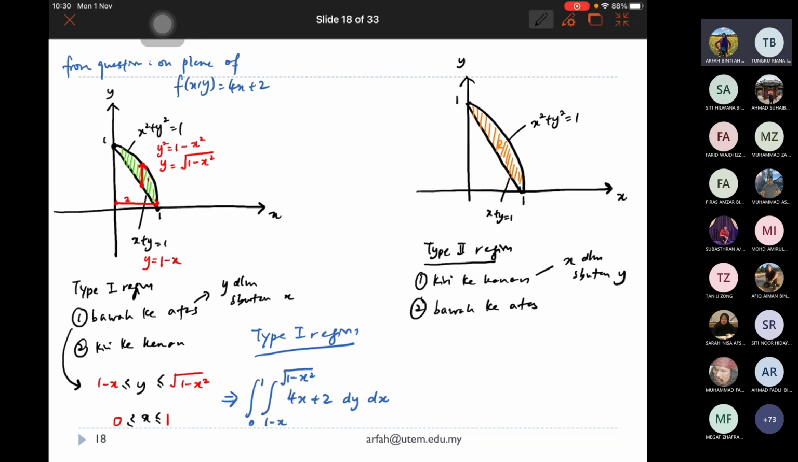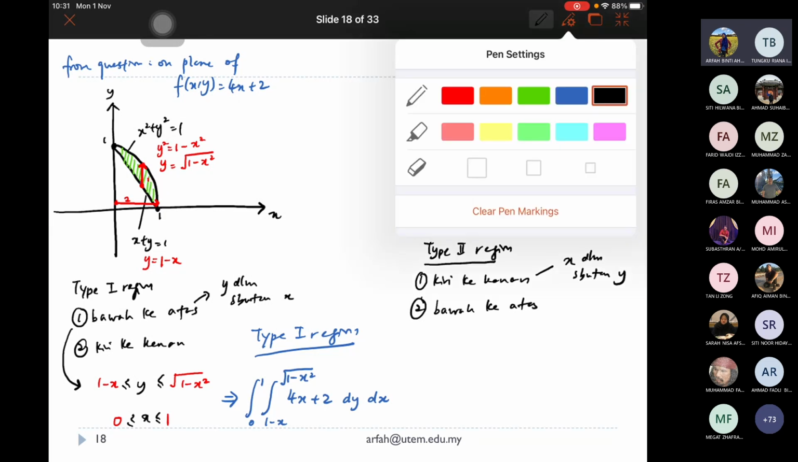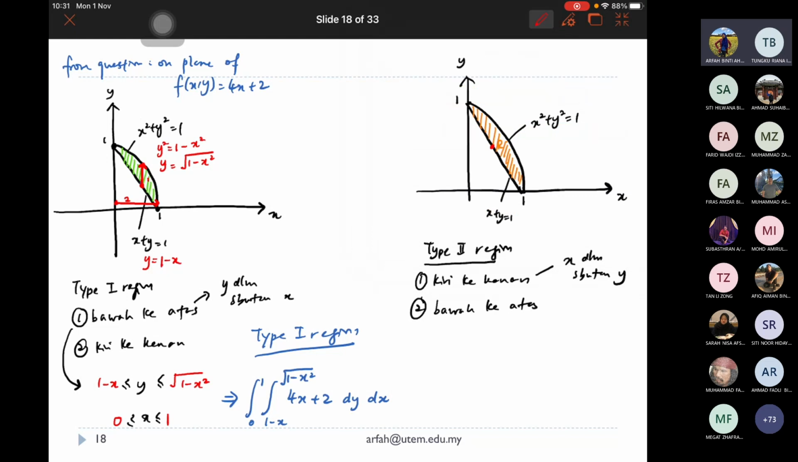Okay. X dalam sebutan Y. So kita kena relatekan dengan persamaan yang ada X tambah Y sama dengan 1 dan X kuasa 2 tambah Y kuasa 2 sama dengan 1. So pergerakan awak daripada titik yang ini, first. Okay. Titik yang ada garisan. So X dalam sebutan Y.